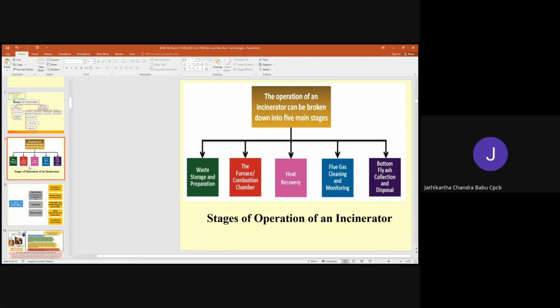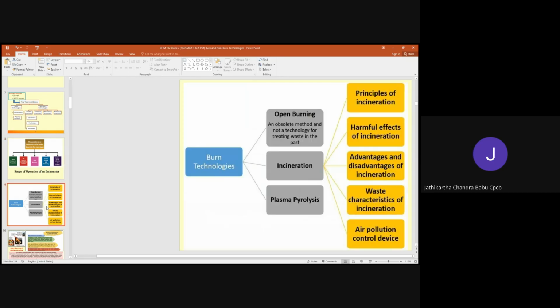Subsequently, after burning of waste, the flue gas is generated. Therefore, we have to have a proper cleaning system. And in the process of burning waste under controlled conditions, we are generating ash. Therefore, the ash generated has to be treated and disposed of. The method I will show you may be somewhat difficult, but I will show you diagrams so that you will understand easily.